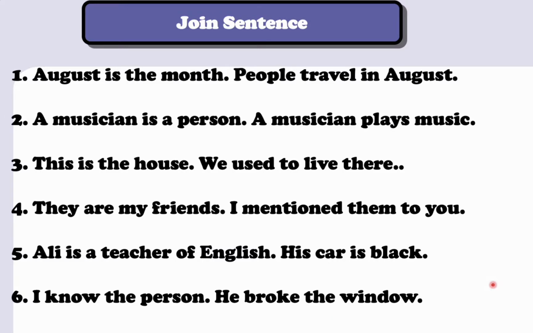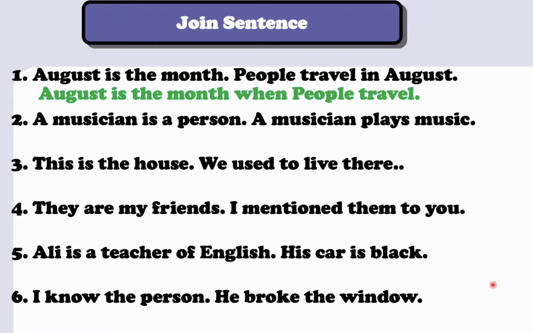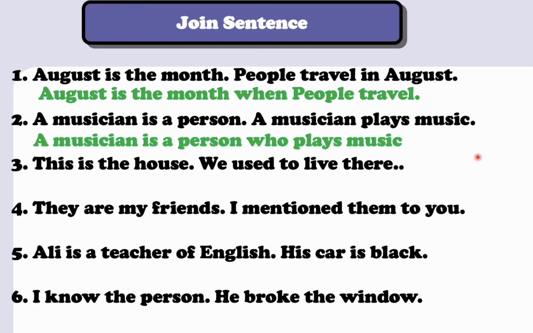August is the month when people travel. So we have here when because the month is time. Number two, a musician is a person. A musician plays music. What is repeated? A musician, a musician. Which one are we going to delete? This musician. And we are going to replace it with who. A musician is a person who plays music.